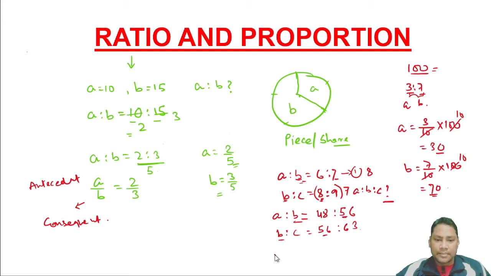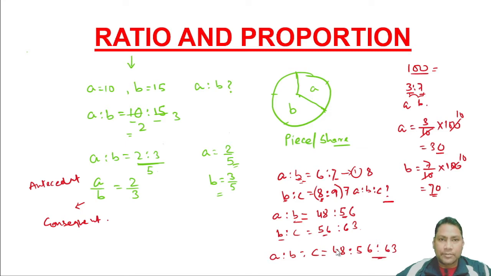Likewise, we can write a is to b is to c as 48 is to 56 is to 63. So likewise, we can take out the value of combinations if two values are given in two different sections. There is another easier method to take out the value if the two are given in the same ways.